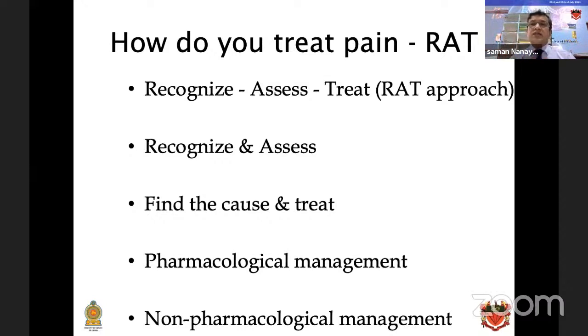A stands for assessing pain. Assess pain. You need only 10 seconds. Ask the patient, hello, do you have pain? If so, how much? Mild pain, moderate pain, severe pain? How much out of 10? Thirdly, treat pain. So R-A-T, RAT approach. Remember, recognize that there's pain, assess pain, treat pain. How do you treat? The 2 things I mentioned at the bottom, pharmacological management and non-pharmacological management.